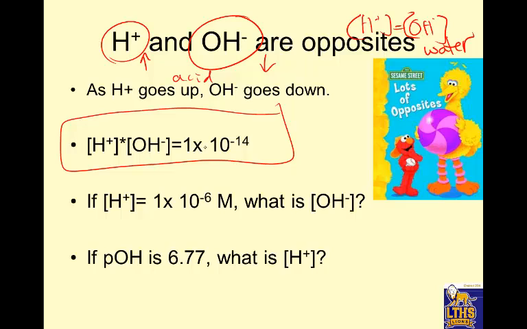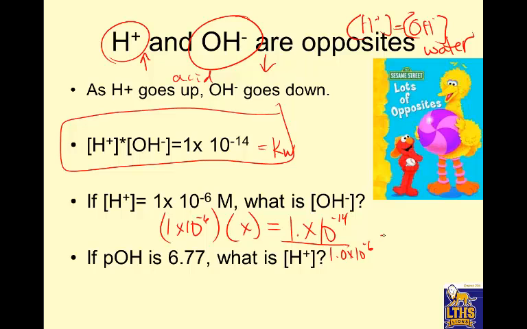The concentration of hydrogen times the concentration of hydroxide always equals 1 times 10 to the negative 14. This is called a KW. It's a constant for water. So if I know one, I can figure out the other. If I know this formula, I know that 1 times 10 to the negative 6 goes in for hydrogen, X goes in for hydroxide, and it equals 1 times 10 to the negative 14th. So to get X, I have to divide by 1 times 10 to the negative 6th. And I find out that the concentration of OH minus is going to be equal to 1 times 10 to the negative 8th molar. So this formula, if you know one, you can figure out the other.